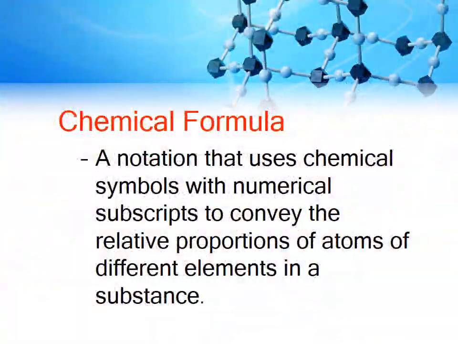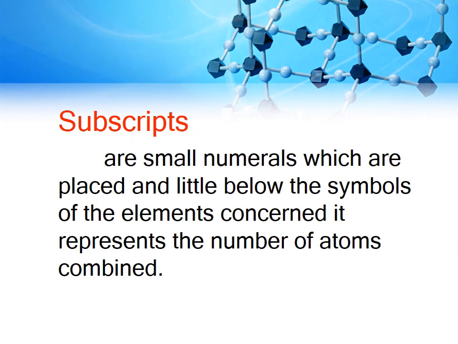Let's first define chemical formula. Chemical formula is a notation that uses chemical symbols with numerical subscripts to convey the relative proportions of atoms of different elements in a substance. Subscripts are small numerals which are placed a little below the symbols of the elements concerned. It represents the number of atoms combined.